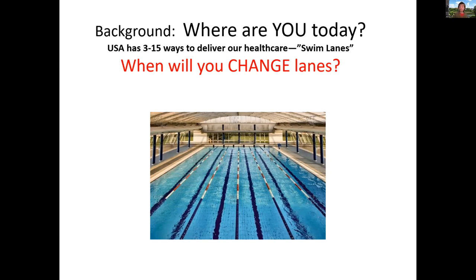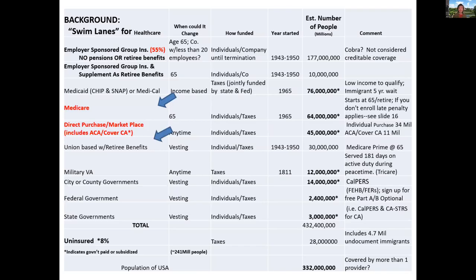And I'll flip to this next page where I will introduce you to what is called the 3 to 15 ways that we deliver healthcare. And the important thing here is that you have to decide where you are today and when something will occur and you'll change lanes and need other kinds of healthcare. So this next spreadsheet's gonna blow your mind. So let me walk through a few of these key issues.